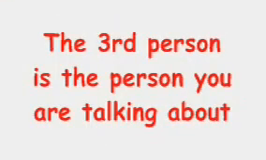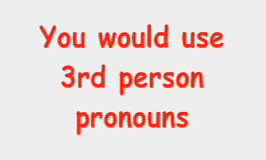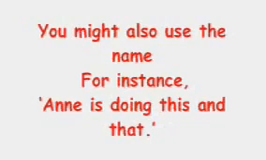In dealing with the third person, remember that the third person is the person you are talking about, not the one you are talking to. And when talking about the third person, you would use the pronouns such as he or she, they, them, and so on. Again, you would use the name of the person or thing you are talking about. For instance, you would say, Anne is doing this and that.